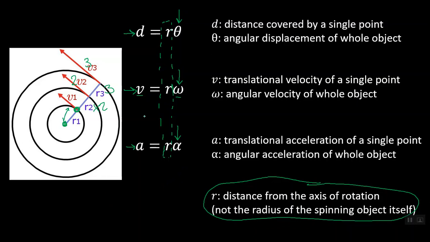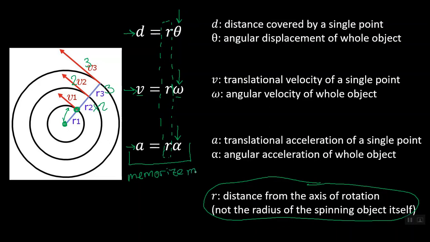We can do the same thing with the acceleration. We can predict the translational acceleration of a point on a spinning object as long as we know the angular acceleration of the object and how far away from the center of the spinning object the point is. Now, these three equations are not on your AP equation sheet, but they do show up and they sometimes are asked for you to be used on questions.